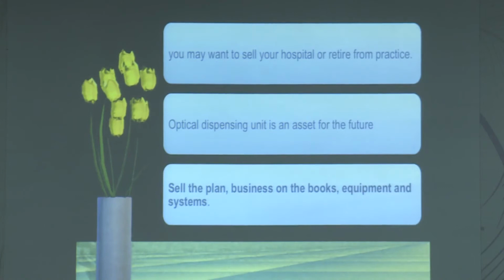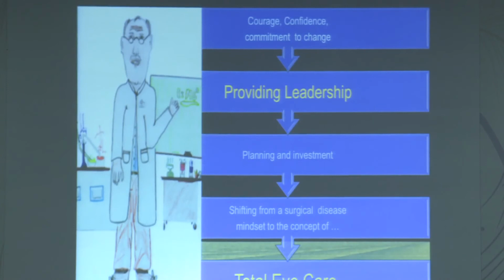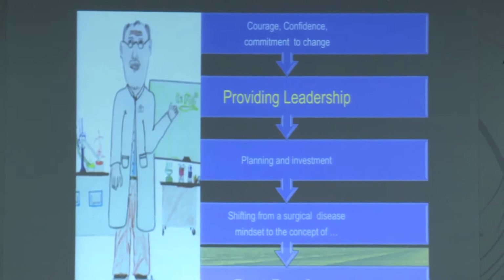Plan your exit. Your optical is a business, right? So it has a valuation, a valuation of your good name and also your expertise built over the years. You need to have this business separately, so that when you are exiting, this would be a value-added solution and can fetch you an amount equivalent to your practice. What you need to do as a clinician is provide leadership and have control over your retail outlet. Planning an investment means shifting from a surgical disease mindset. We are all clinicians, happy with doing cataract surgery or seeing clinical cases, but shifting needs a lot of change in mindset so that you provide total eye care.